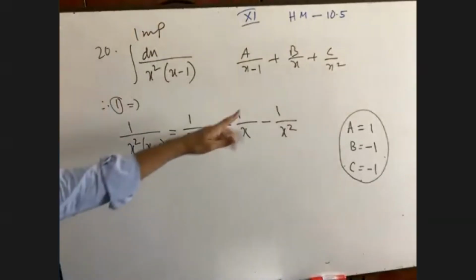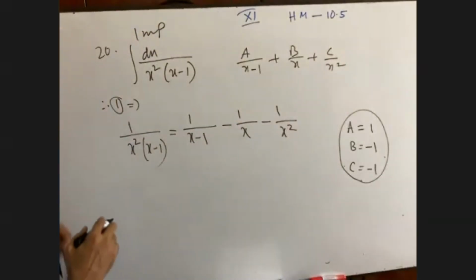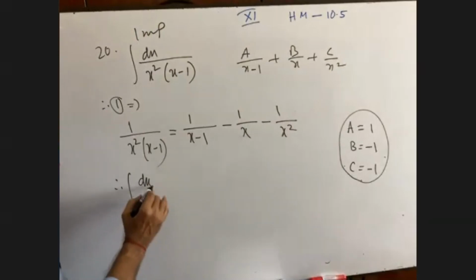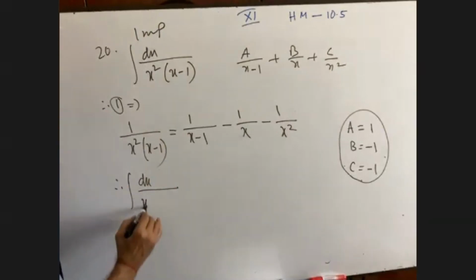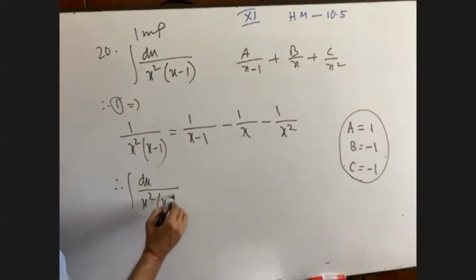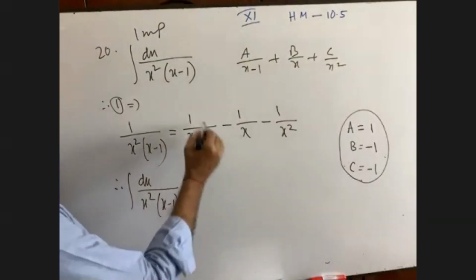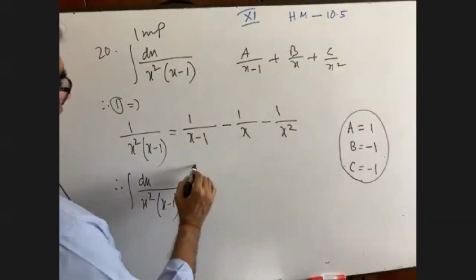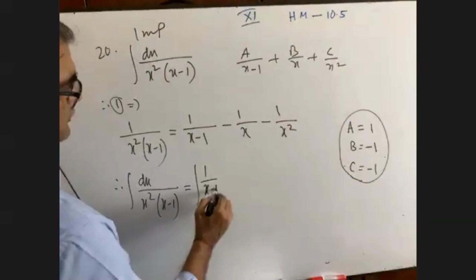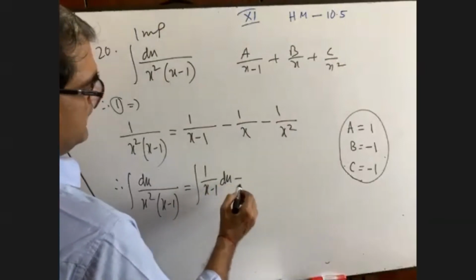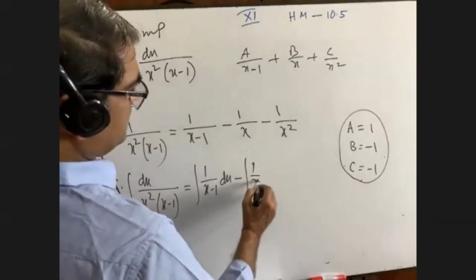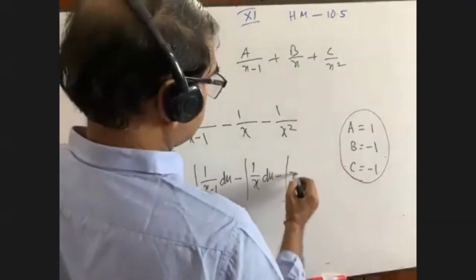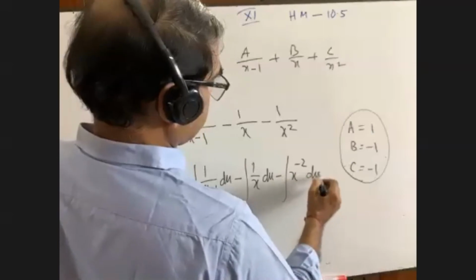Okay, I have put the value of b and c and a. Therefore, you write down this part. Therefore, integral dx by x square into x minus 1 is equal to, what will be here? 1 by x minus 1 dx minus 1 by x dx minus x square by minus 2 dx.